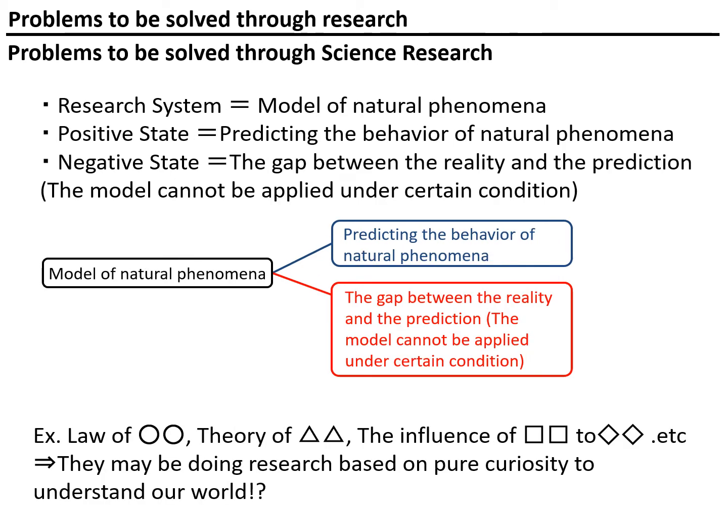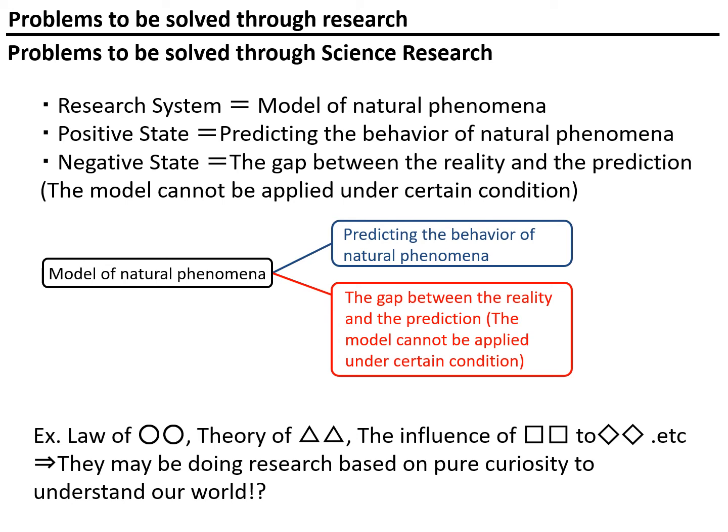Second one, problem to be solved through science research. Although I'm not a scientist, I have some friends in the scientific field, so I sometimes discuss what they are doing. Through the communication, this is my impression. Their research system is not an artificial object, but a model of natural phenomena. So their motivation to do research is to understand how our world, how nature, is working. So research system could be called model of natural phenomena. Although this is part of an artificial thing, it could be distinguished from the research system dealt with by the engineering field.